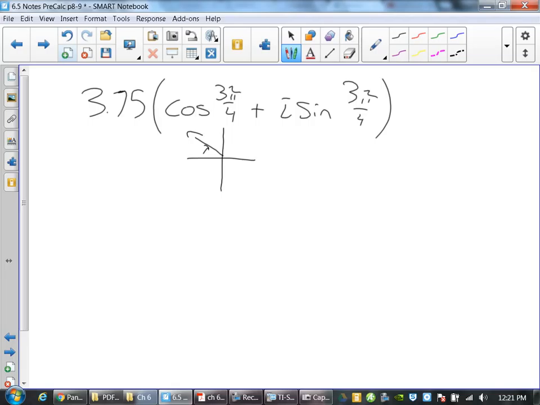Negative. So we know that this first part simplifies out to be 3.75 comes along for the ride. Negative root 2 over 2 plus I. And what's the sine of 45 degrees? Root 2 over 2. Second quadrant, sine is positive.